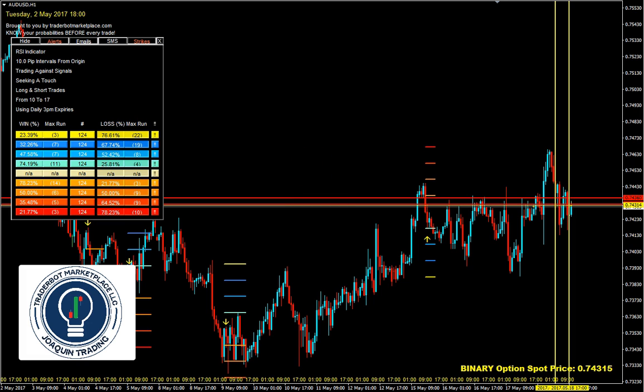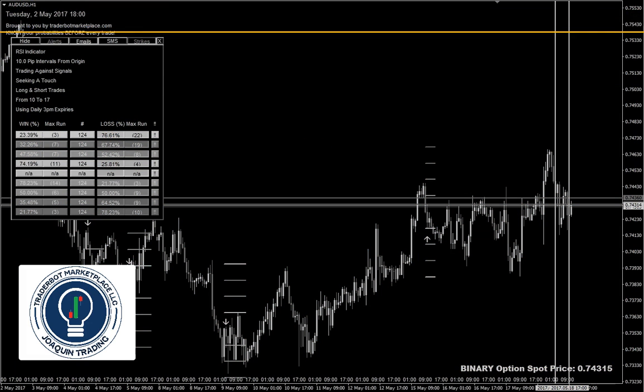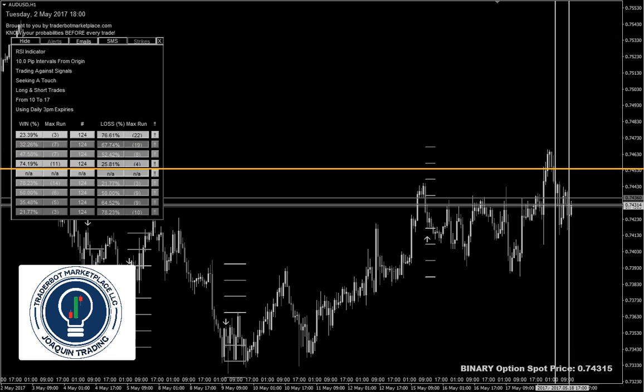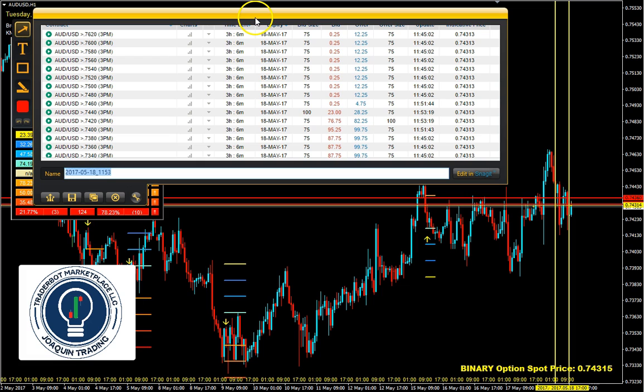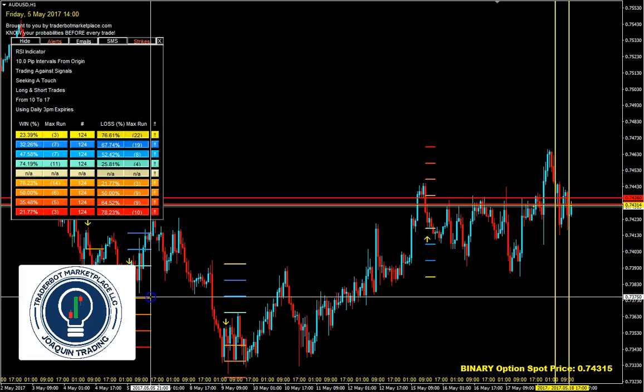Right now, I'm looking at Australia dollar 3 p.m. contracts for 3 hours out. I'm going to look at pricing now. Here's 3 hours out.